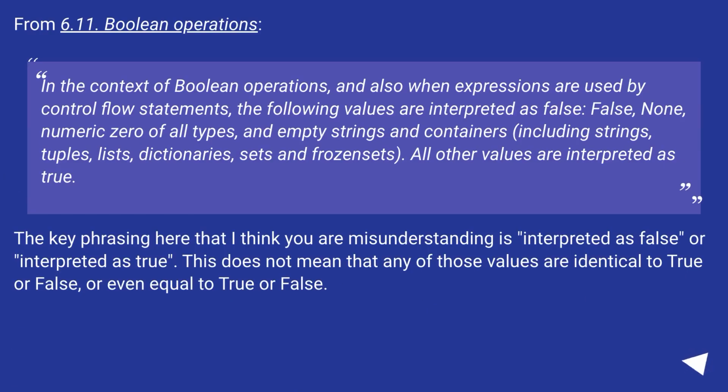From 6.11, Boolean operations: In the context of Boolean operations, and also when expressions are used by control flow statements, the following values are interpreted as false: False, None, numeric 0 of all types, and empty strings and containers, including strings, tuples, lists, dictionaries, sets and frozen sets. All other values are interpreted as true.